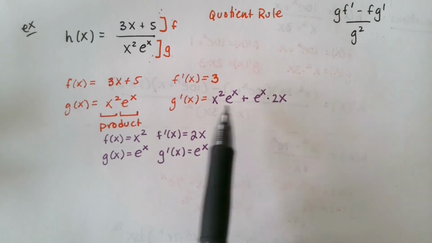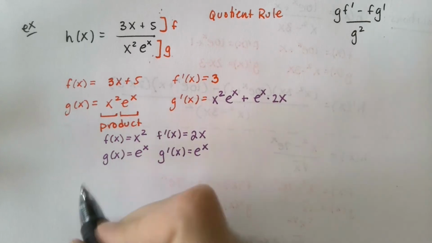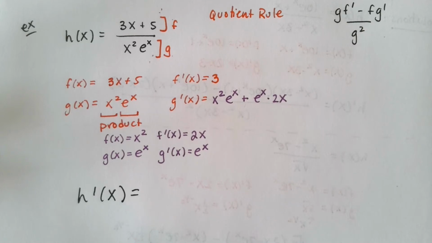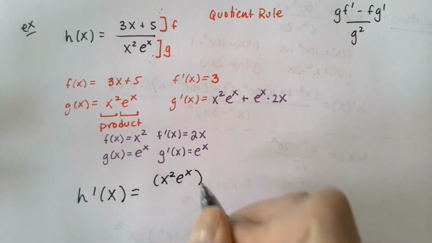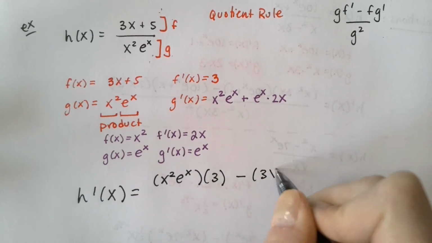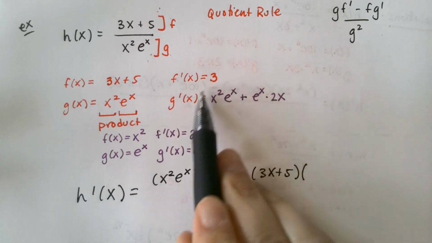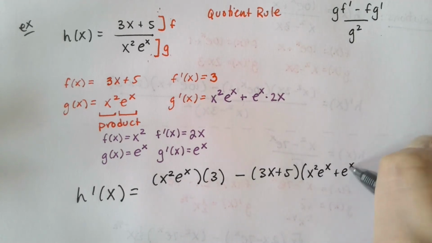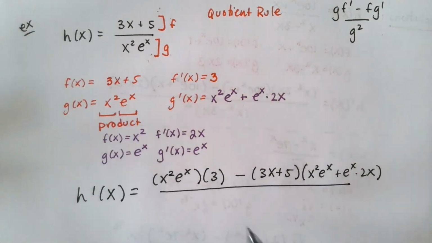Okay, so I'm going to use my red f and g here in the quotient rule to get the derivative of my function. Alright, so I have g times f prime minus f times g prime, and then g prime is this whole piece here in parentheses, all divided by g of x squared.